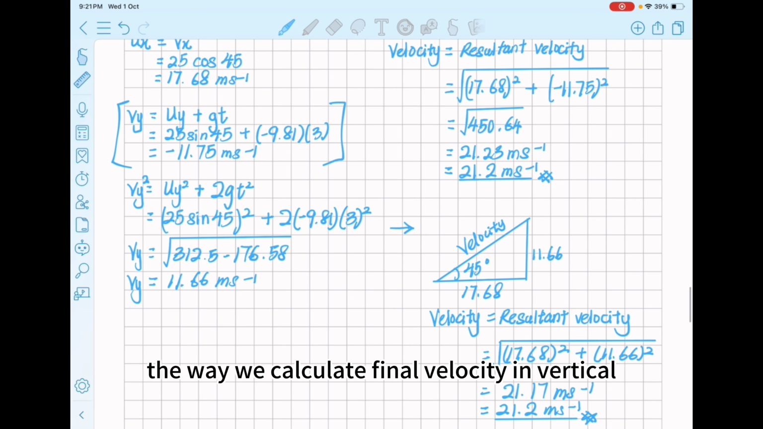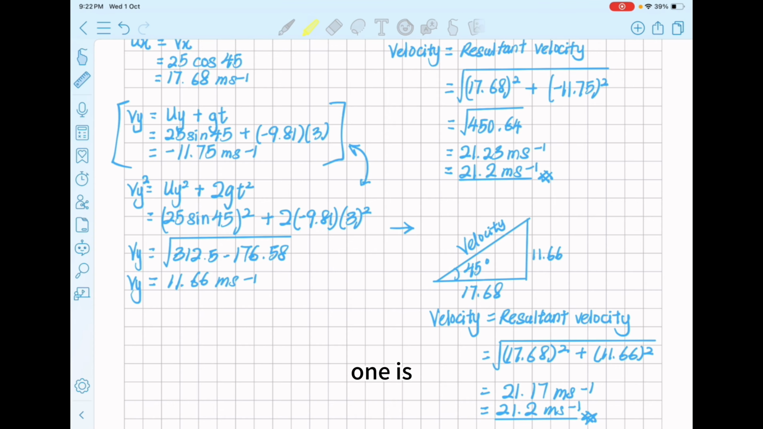The difference is in how we calculate the final velocity in vertical, where there are two formulas. One is vy equals uy plus g times t. The other equation is vy squared equals uy squared plus 2 times gravitational acceleration times displacement. That's all from me now.